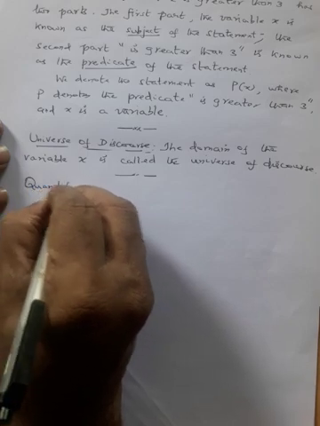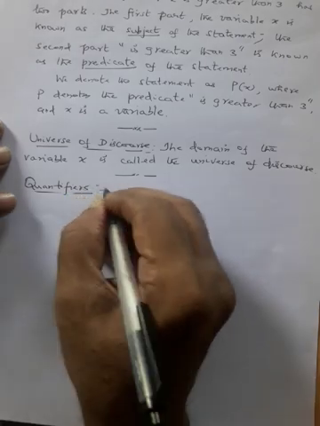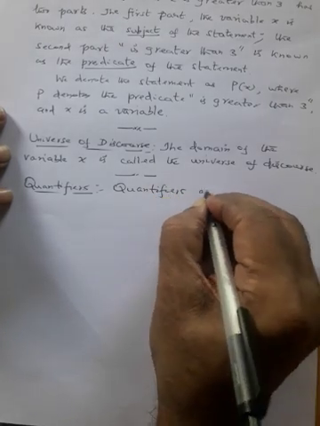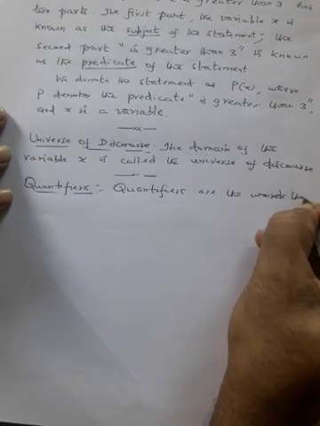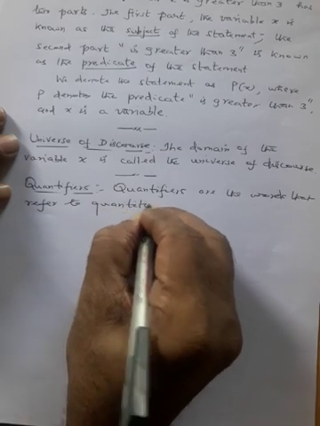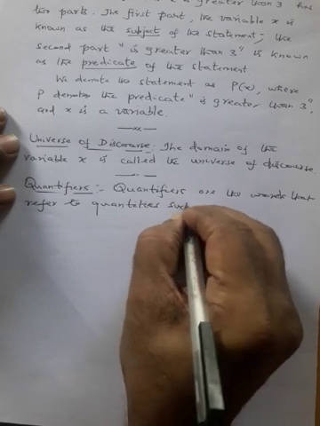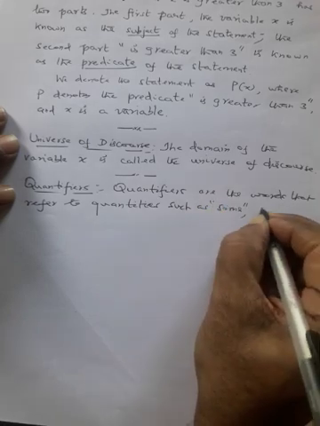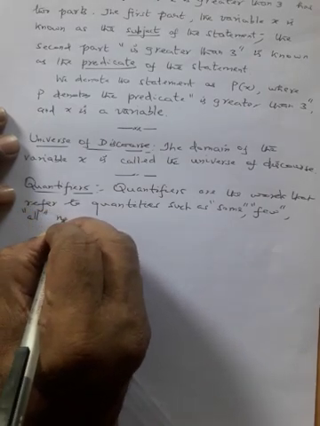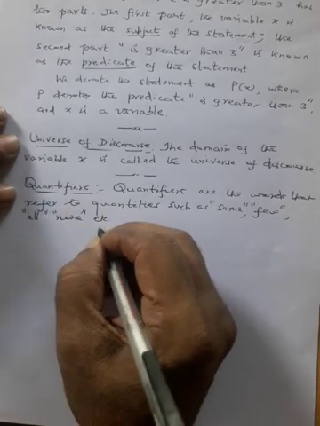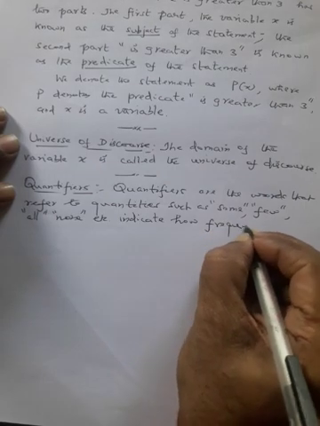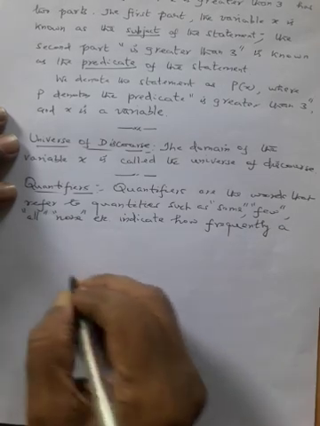Quantifiers. Quantifiers are the words that refer to quantities such as some, few, all, none, etc. They indicate how frequently a certain statement is true.